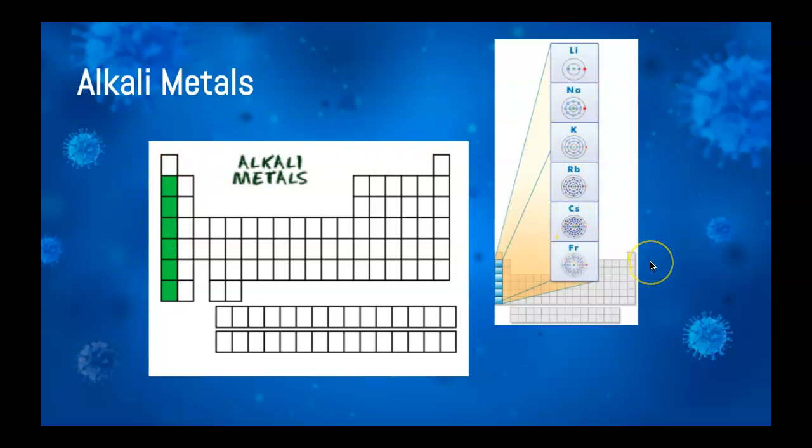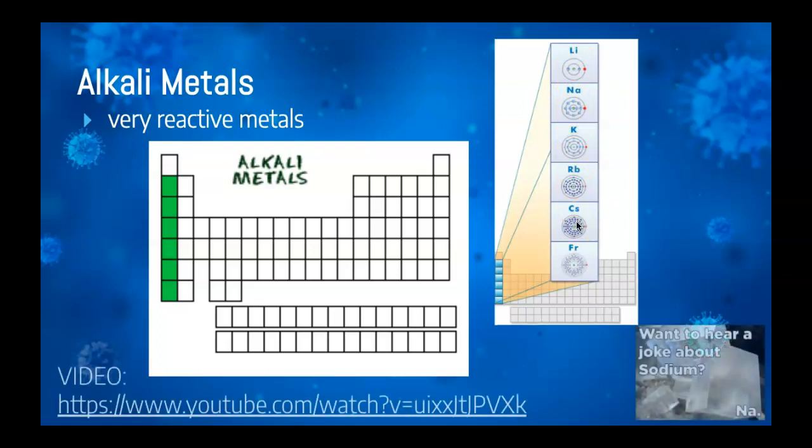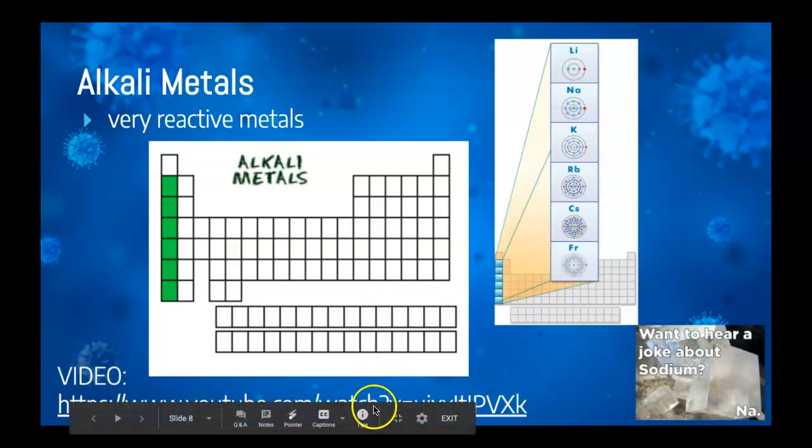Here are some examples from that. They typically are very reactive. And if you were, for example, to put any of these elements, any of these metals into water, they would violently react. And as you actually go down the periodic table, you would find they actually get even more and more violent.